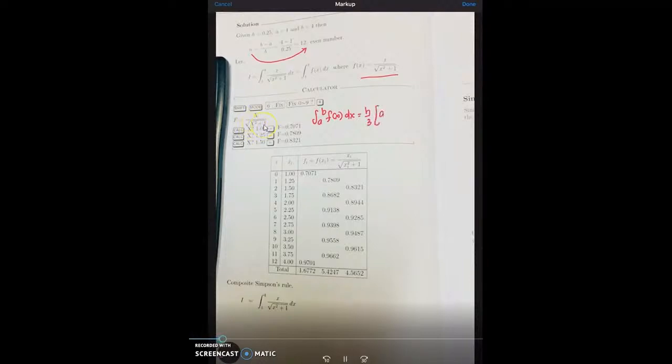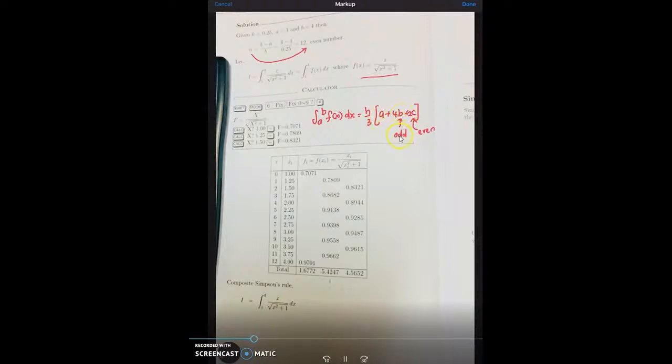Press mode fix 4 because we're using 4 decimal places. Remember the formula of the composite Simpson's rule: h divided by 3, a plus 4b plus 2c. What is b? b is the summation of fi, where i is odd. What is c? c is the summation of fi, where i is even. So this you remember, okay?